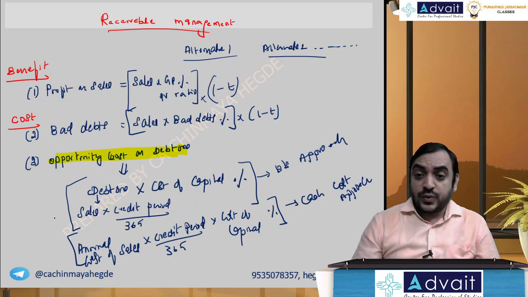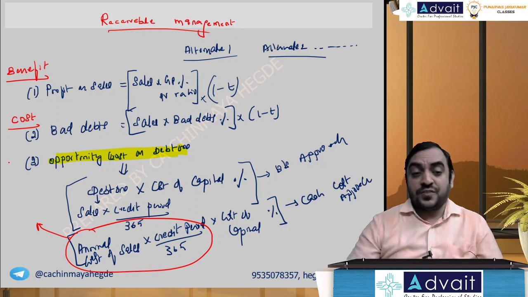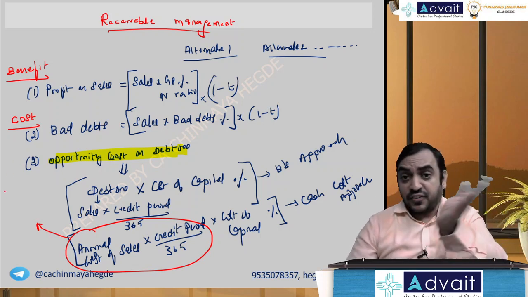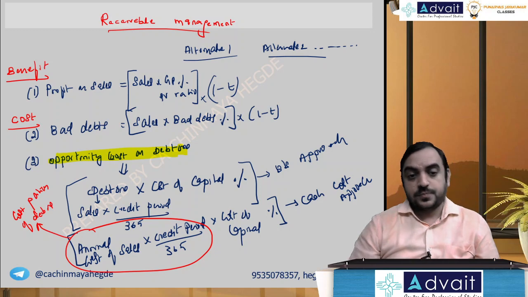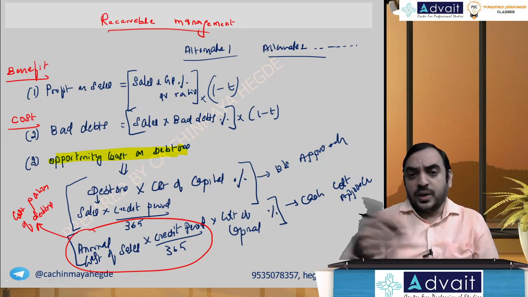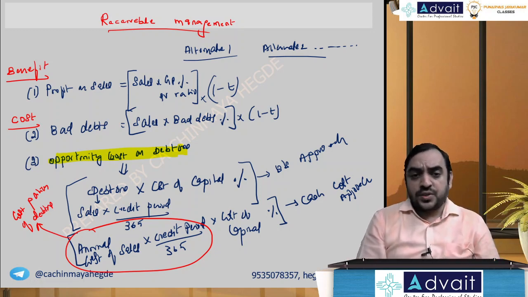Annual cost of sales into credit by 365. What will I get when I do this? Basically, this is the cost portion of debtors. In the debtors, if I take out the profit element, I get the cost portion of debtors. Then multiplied by cost of capital, that is the opportunity cost.